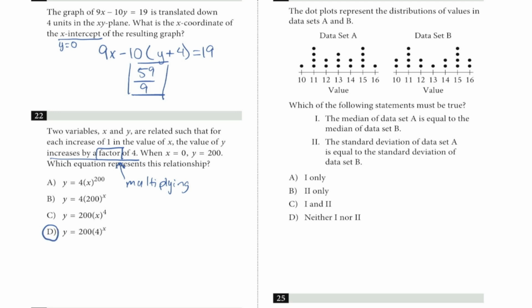So with these exponential questions, inside the parentheses is basically where we put the factor. So here, since it's a factor of 4, I want to see the number 4 in the parentheses because it means we're continually multiplying by the number 4 each time. So that leaves us D.